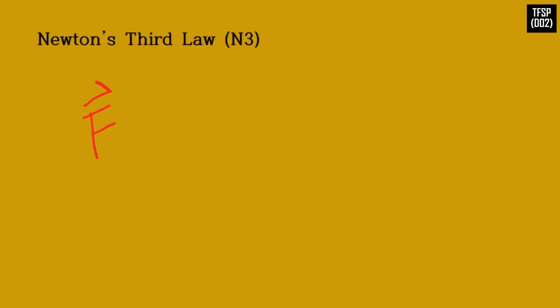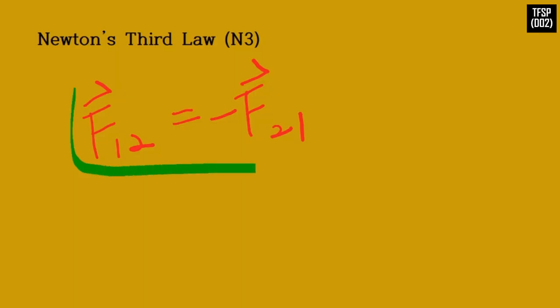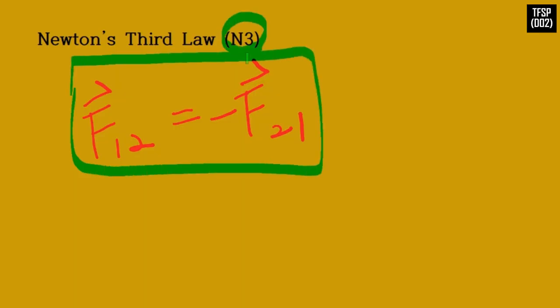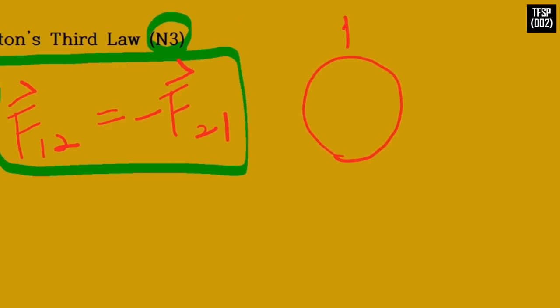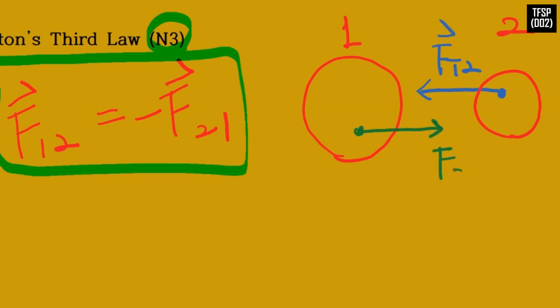Newton's third law. If two objects interact, the force F12 exerted by object 1 on object 2 is equal in magnitude and opposite in direction to the force F21 exerted by object 2 on object 1. Particle 1, particle 2, F12, F21.